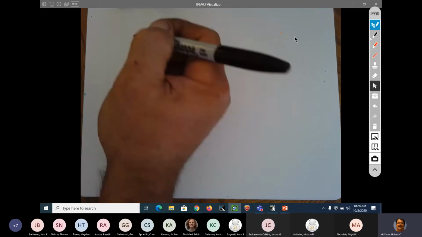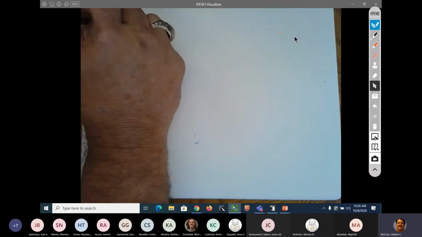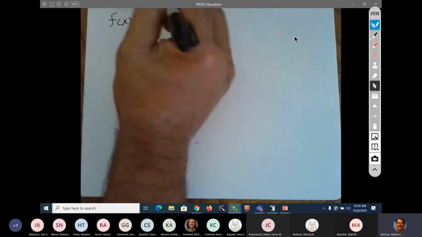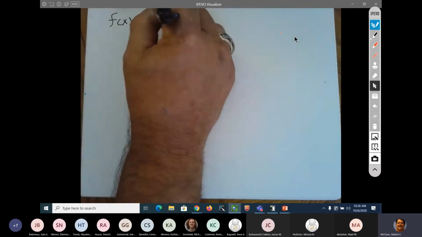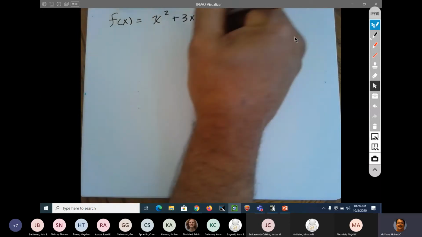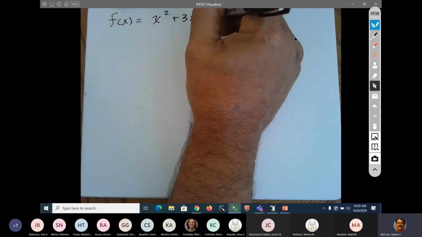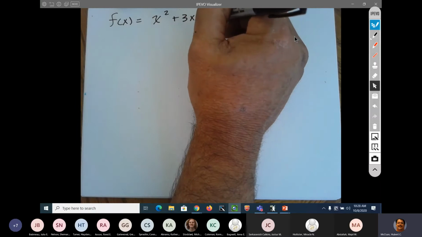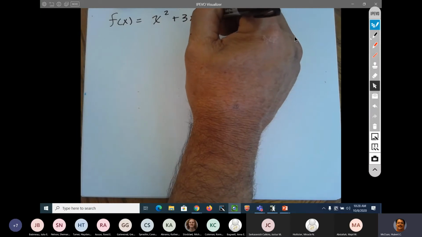All right. So f of x, this is what will be given. F of x is equal to x squared plus 3x minus 12. Now, I don't want to do too big because we got a small graph. So negative 5.